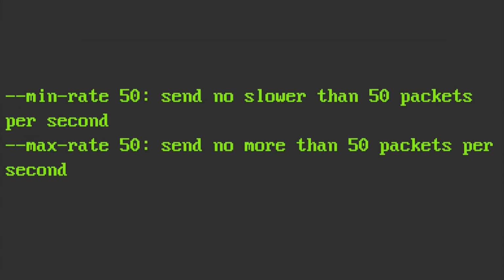There are some other tweaks that you can make to the timing that can help either speed things up or make detection harder. These are --min-rate 50, which will send no slower than 50 packets per second, or --max-rate 50, which will send no more than 50 packets per second.